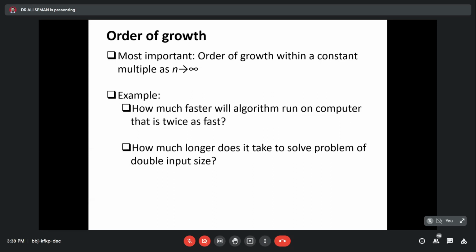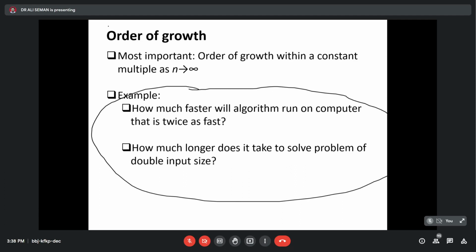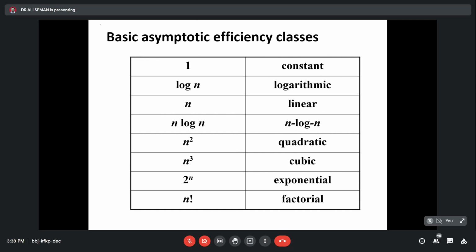Order of growth. Order of growth means from the lowest until the highest order of growth. The most important is the order of growth within a constant multiple as n increases, gets large, or goes to infinity. Example: how much faster will the algorithm run on a computer that is twice as fast? How much longer does it take to solve the problem if the input size is doubled? This is actually the question raised when we know the order of growth later on. This is the order of growth or efficiency class.